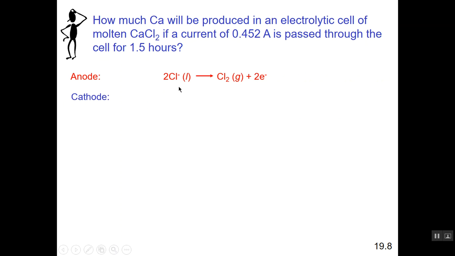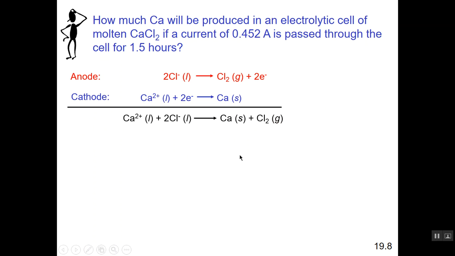At the anode, oxidation will take place where the chloride will be oxidized to form chlorine. At the cathode, calcium will be reduced to form the calcium solid according to this half equation. And the net equation, when you add these two, of course, will be this reaction right here. Now, let me just say that for this particular question, you really only need this equation right here, right? This half equation. Because this equation tells you basically how much calcium will be produced per 2 moles of electrons, right?